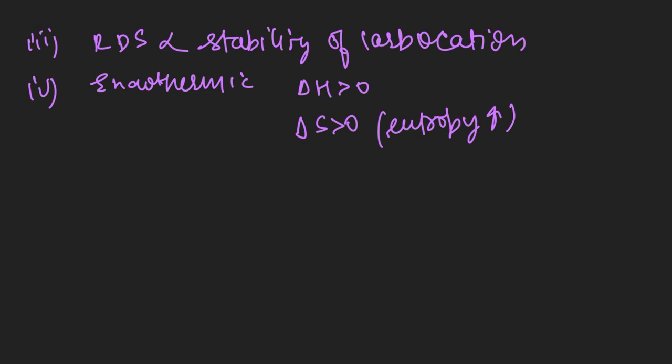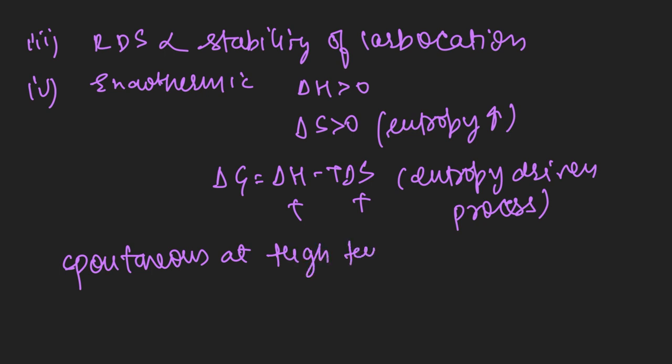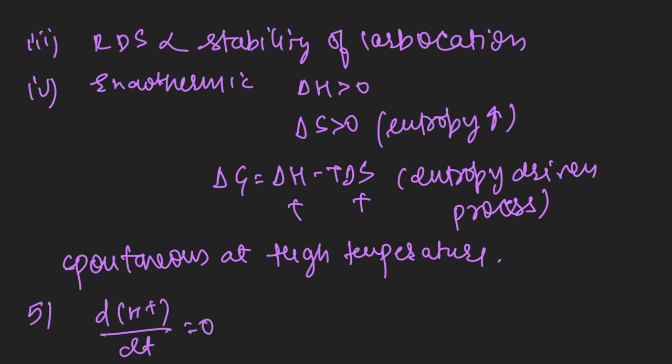So delta G equals delta H minus T delta S. Delta H is positive, delta S is positive. So it is an entropy driven process. It means that as temperature increases, the reaction becomes spontaneous at high temperature. Fifth, d[H plus]/dt equals 0. Initially, however much H plus we had, finally it is the same, as H plus is acting as a catalyst over here.